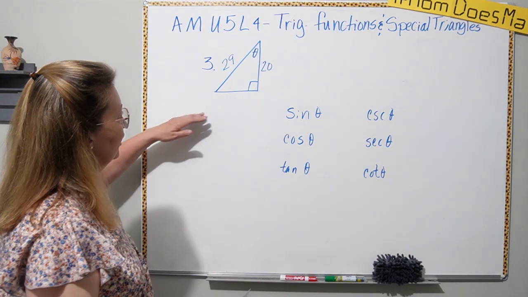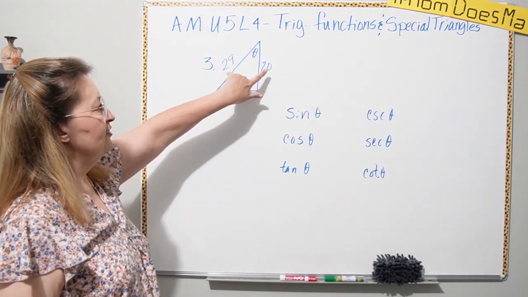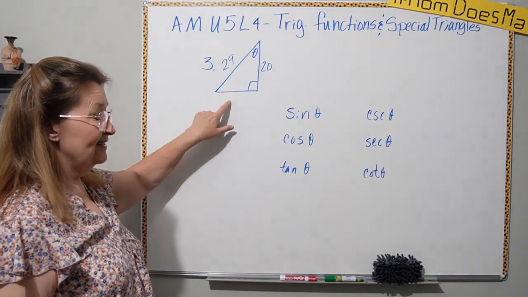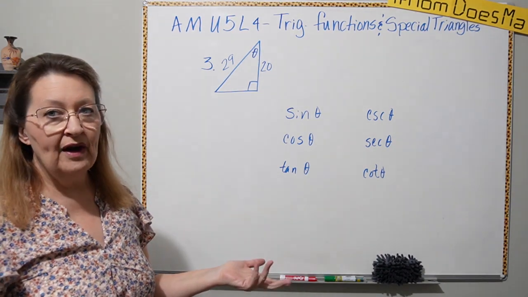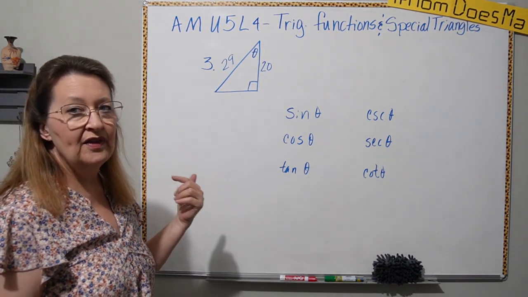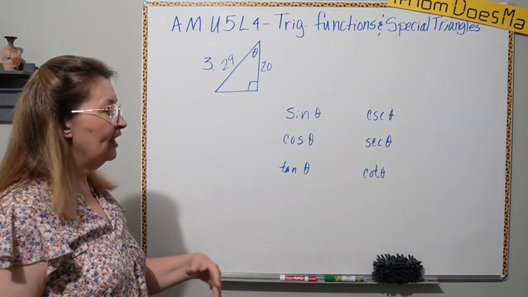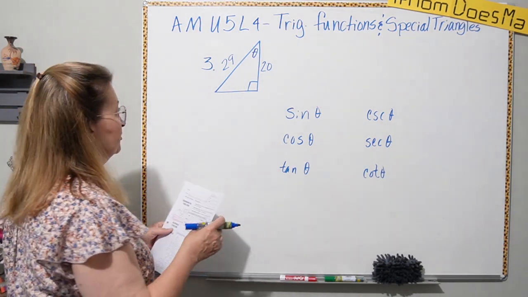Okay, for number 3, we have a right triangle, but they only give us 2 sides, so I'm missing a side. Well, we know how to find a missing side of a right triangle. That's going to be your Pythagorean theorem. And you will probably use that more often in trig than you ever did in geometry or algebra.